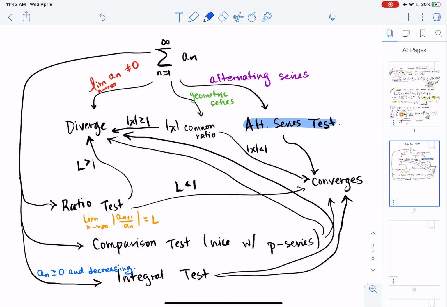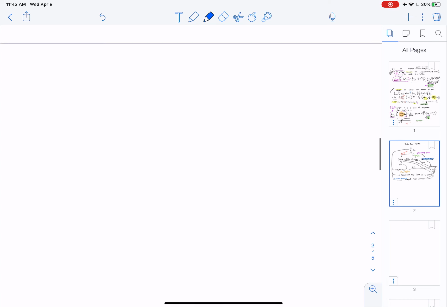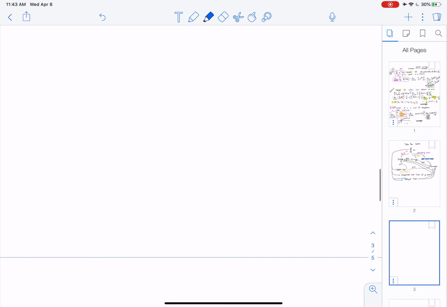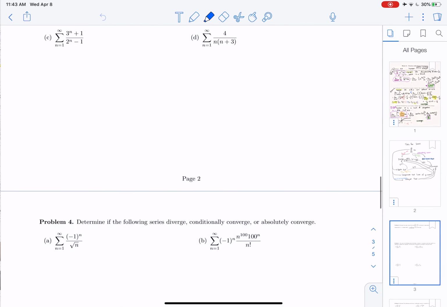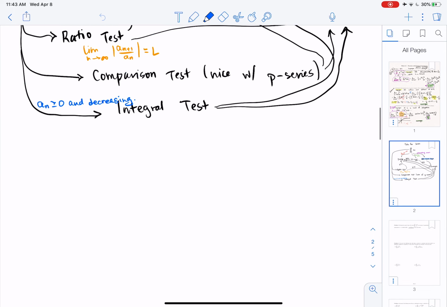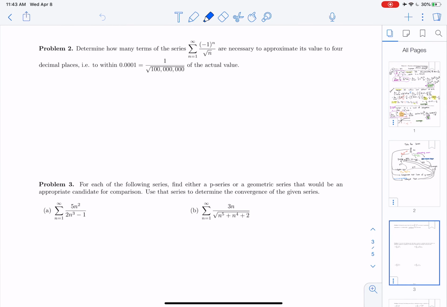That's kind of a weird diagram, but maybe we'll come back to it. All right, so let's do some exercises here. The first question is, determine how many terms of this series are necessary to approximate its value within 1/10,000th of its actual value. The first thing that we want to note is, hey, this is an alternating series, okay?